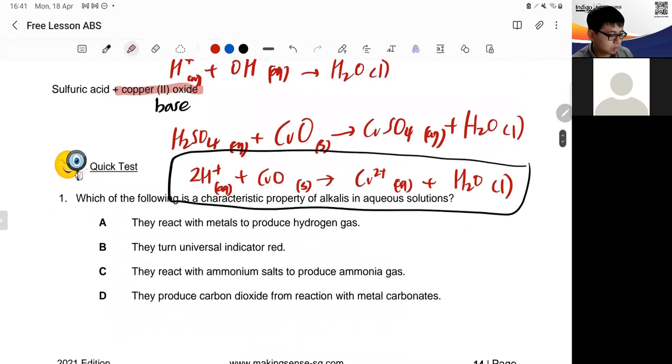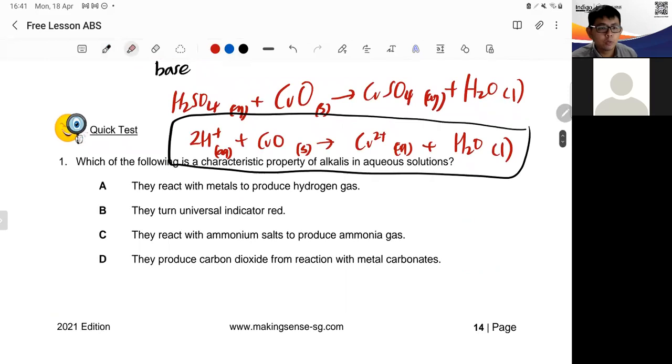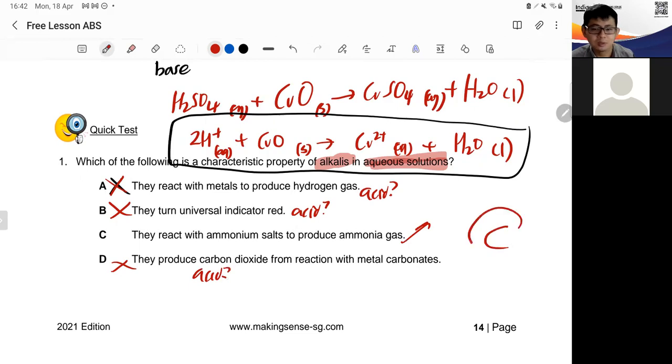Let's move on. Which of the following is a characteristic property of alkalis in aqueous solutions? In aqueous solutions means I already say alkali, and I double confirm it is aqueous. It is already dissolved in water. So A is wrong because this is a characteristic of an acid. This is wrong because again, it's a characteristic of an acid. This is wrong because again, it's an acid reaction. This is the one we just talked about, ammonia gas. Yes.